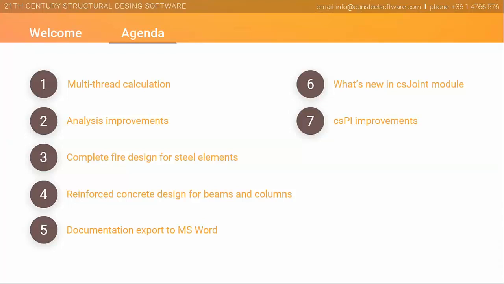Then I will introduce the improved and complete fire design for steel members. We have a new great tool to create reinforcement for concrete beams and columns. Furthermore, ConSteel 12 is able to evaluate the elements according to the Eurocode. Then my colleague Roland will show you the new documentation export to Microsoft Word. After that, the new joint tabs of the CS joint connection module will be introduced. Then CSPI, ConSteel programming interface, new capabilities will be highlighted. And we will close with a Q&A section after that.